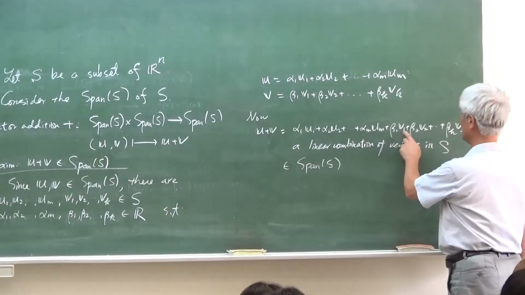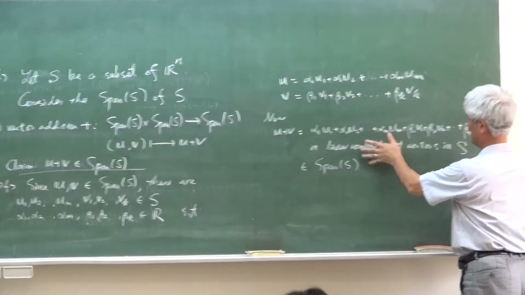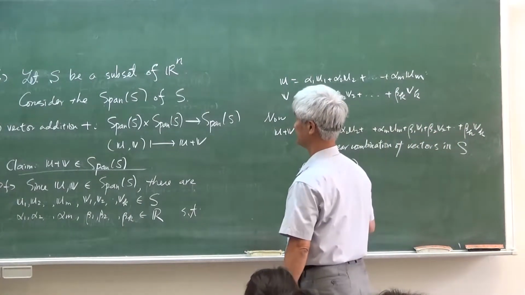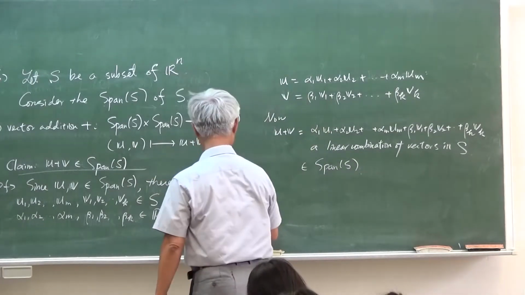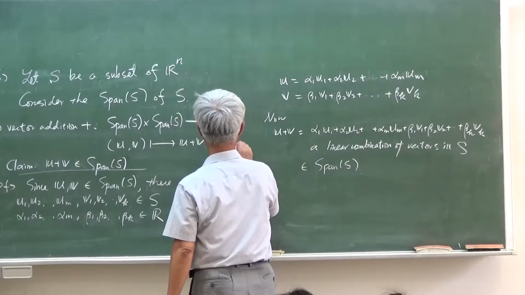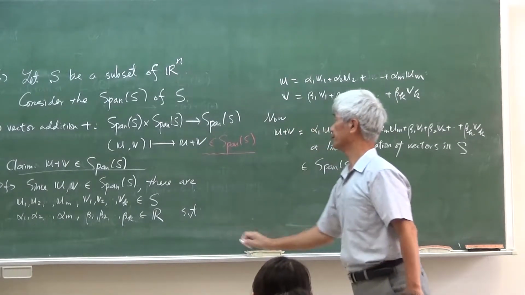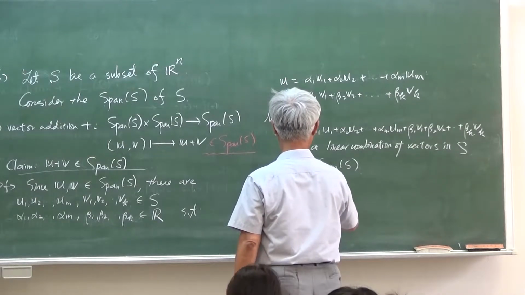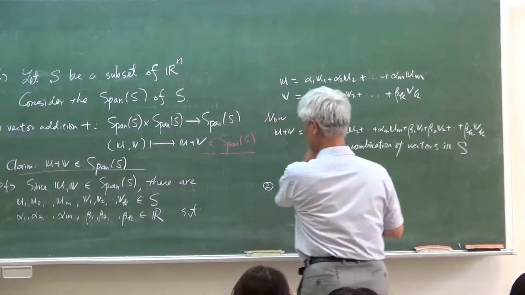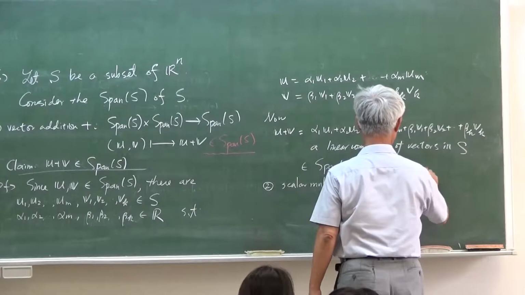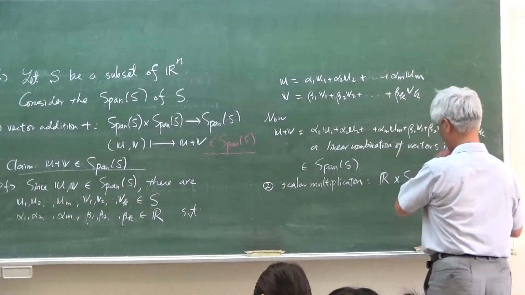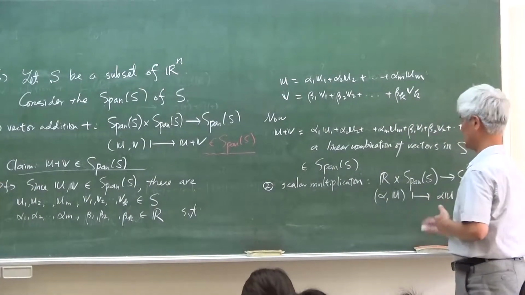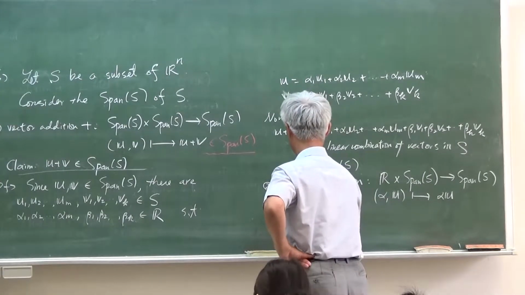Of course, some of the vi may be the same as the uj, right? They may, but anyway, in general there should be a linear combination of vectors in this. Right? So that is it. Okay, so we prove that, and then we can write down scalar multiplication. Okay. So alpha, as usual, right? And for the claim, again, we have to prove.